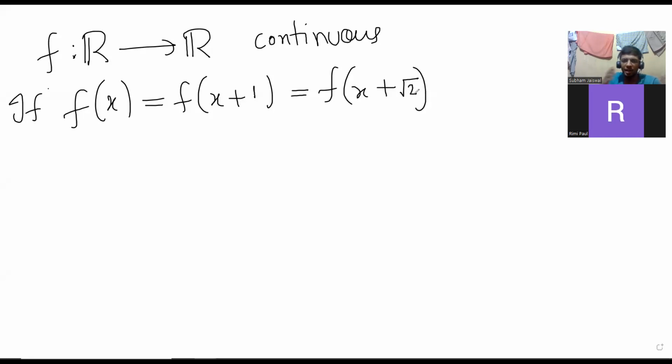Two irrational periods which are incommensurate. This is a standard example of that. So far we have not used the continuity, and now we want to use it. From what you have proved, from this linear combination of periods concept, I'm sure you can show that this is true.